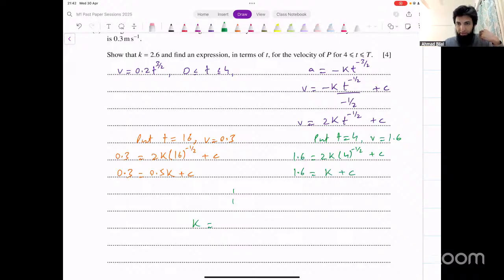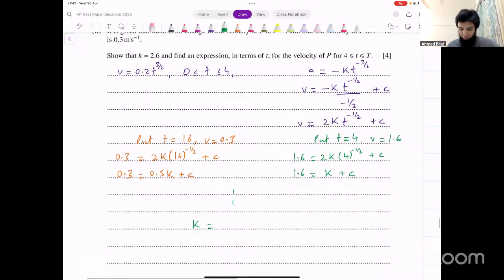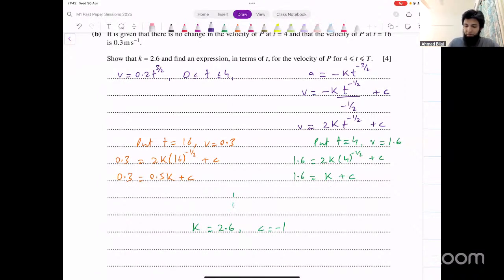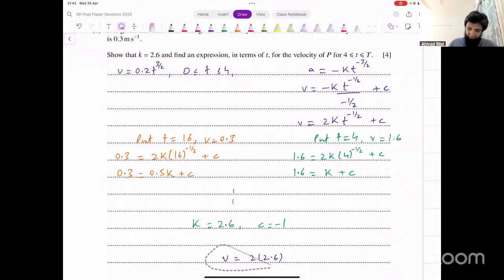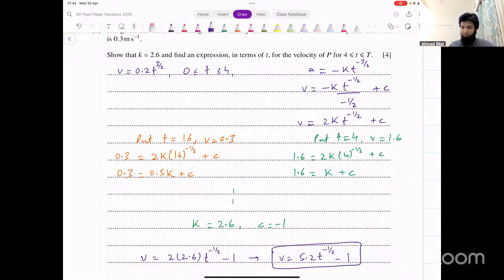K is 2.6 and C is equal to minus 1. Thank you. So K turns out to be 2.6 and C equals minus 1. They wanted us to write down an expression for velocity for the second part of the journey. That is now going to be V equal to 2 into 2.6 into t raised to power minus 1 over 2 plus c, the value for c is minus 1. Simplify that and that gives you v equals 5.2 into t raised to power minus 1 over 2 minus 1. That's the final result. So that's the velocity function for the second part of the journey. That's what we were looking for.